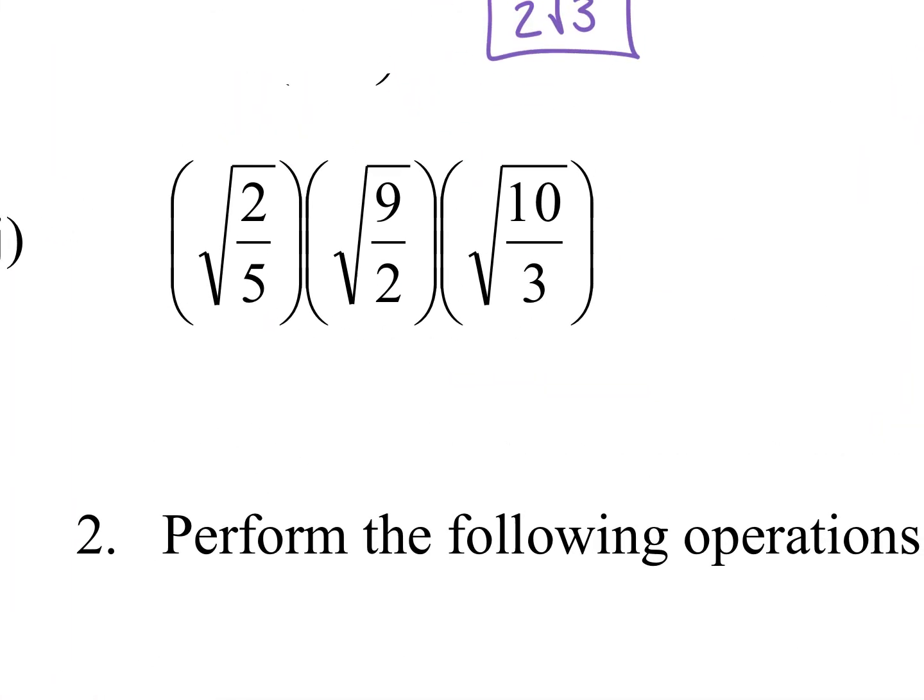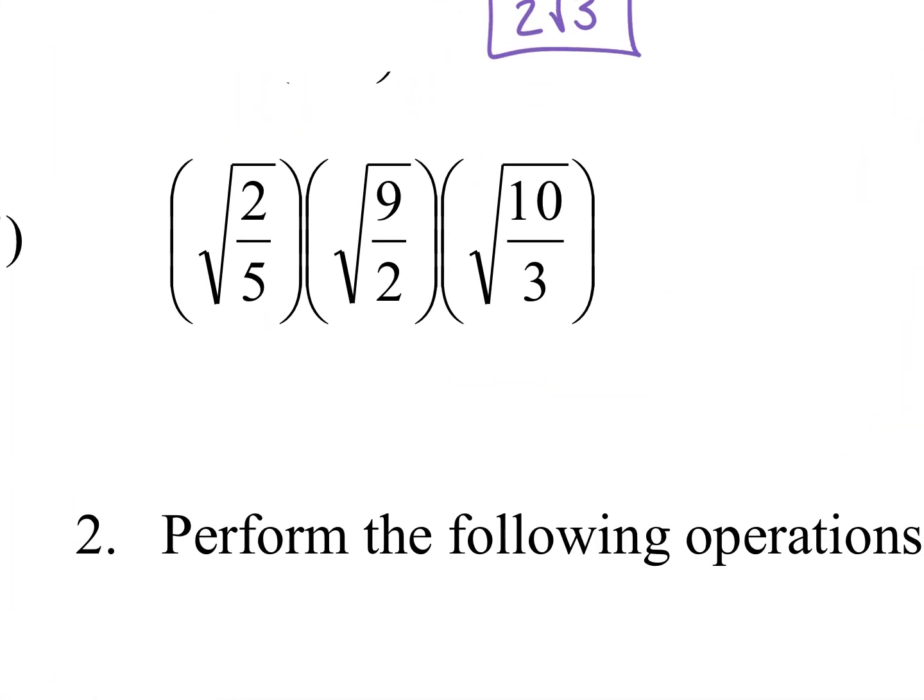All right, looking at J, what can I do first? Multiply the fractions together. How do I multiply fractions? Straight across. So I multiply the tops together, and then I'm going to multiply the bottoms together. So 2 times 9 times 10. 2 times 9 would be 18. Times 10 would be 180. And then on the bottom, I have 5 times 2 times 3. 5 times 2 is 10. Times 3 it would be 30.